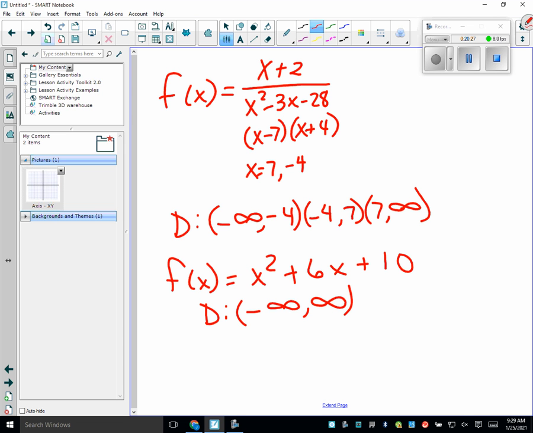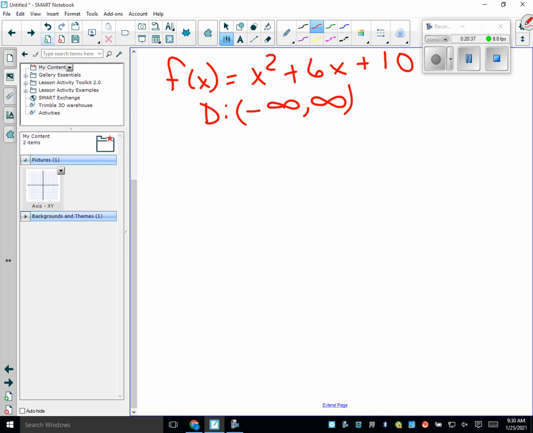That's a lot of numbers right there. It's a lot of space. Negative infinity to infinity. So if there's no denominator, it's easy, isn't it? Anytime there's no denominator, if it's not a radical, it's negative infinity to infinity. So if you know that, that makes it easy.